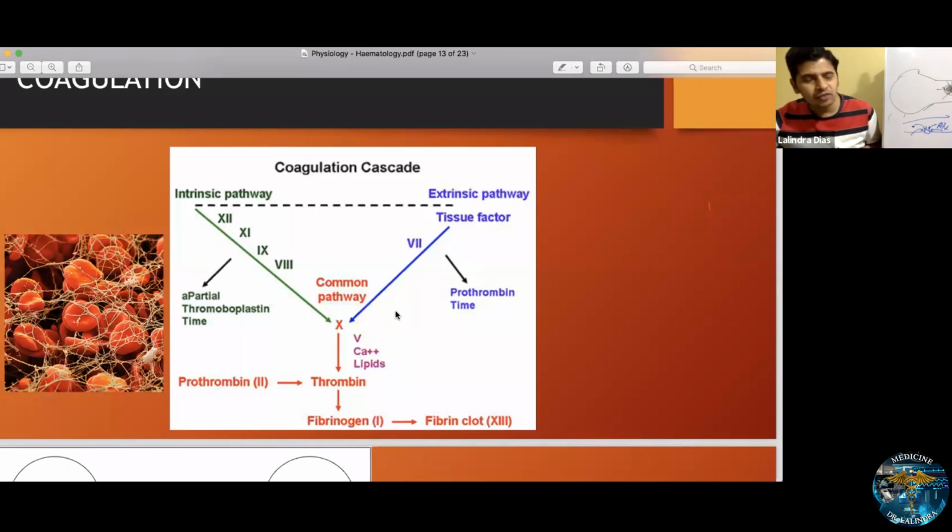Right. Then the other pathway is called the intrinsic pathway. So in the extrinsic pathway, the most important factor is factor 7, tested by prothrombin time and INR. And in the intrinsic pathway, the most important factor is factor 8. Intrinsic pathway, guys: 8, 9, 11, 12. So they both meet in the common pathway. Can you see this? The intrinsic pathway and the extrinsic pathway both connect in the common pathway.